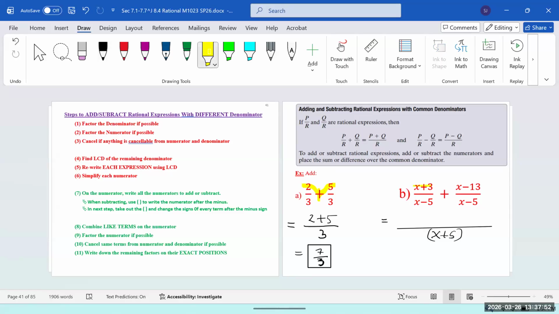So the first numerator is this, 2x minus 10, good. So we have x plus 3 plus x minus 13. That gives us 2x minus 10 over x plus 5. Now, should we stop or should we keep going on? We have to keep going on. Why?